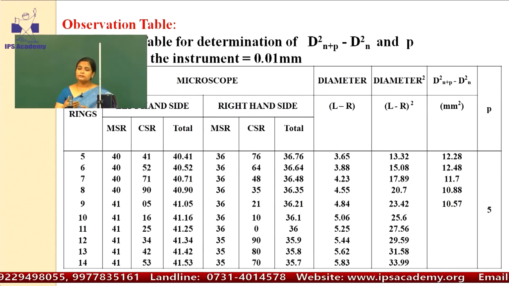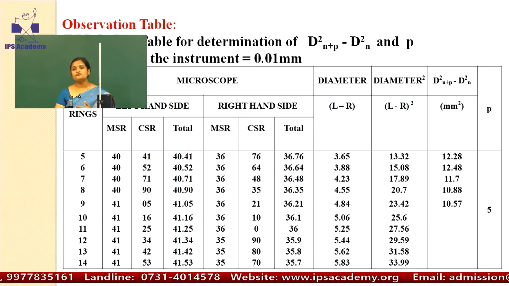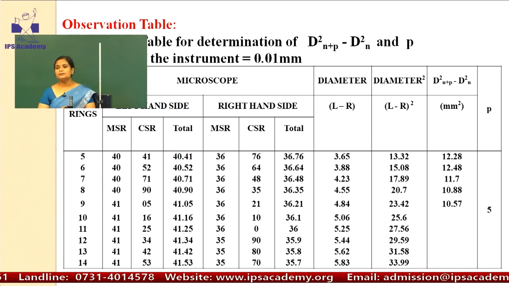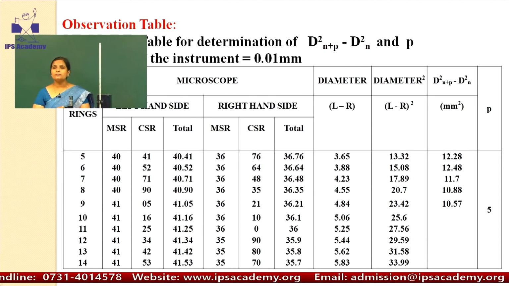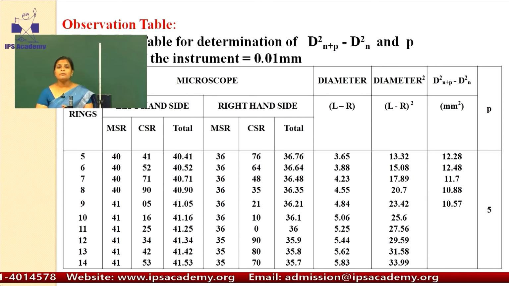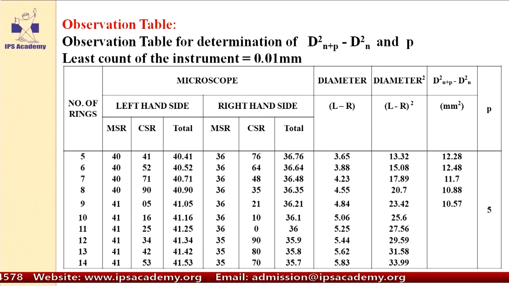Now find out the square of all the diameters of the rings from 5th to 14th ring. So it will be like this. Then the most important part is this formula, that is d square n plus p minus dn square, how it should be calculated. So this n is the number of the ring.